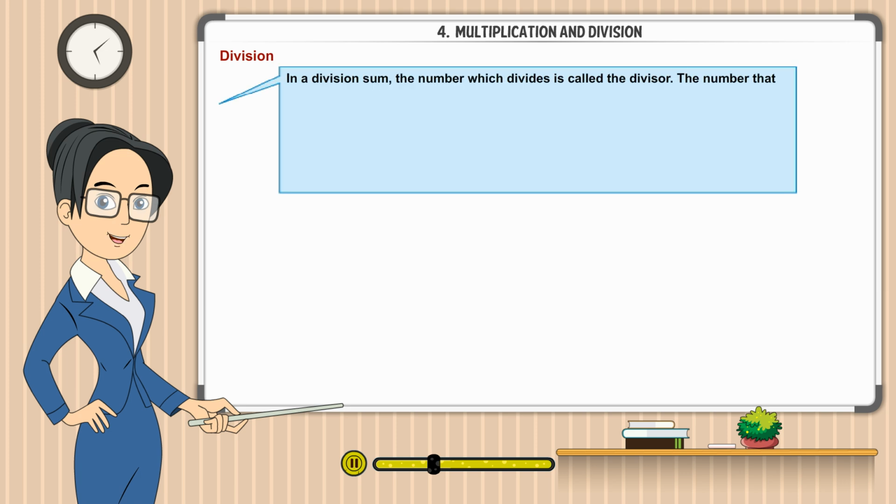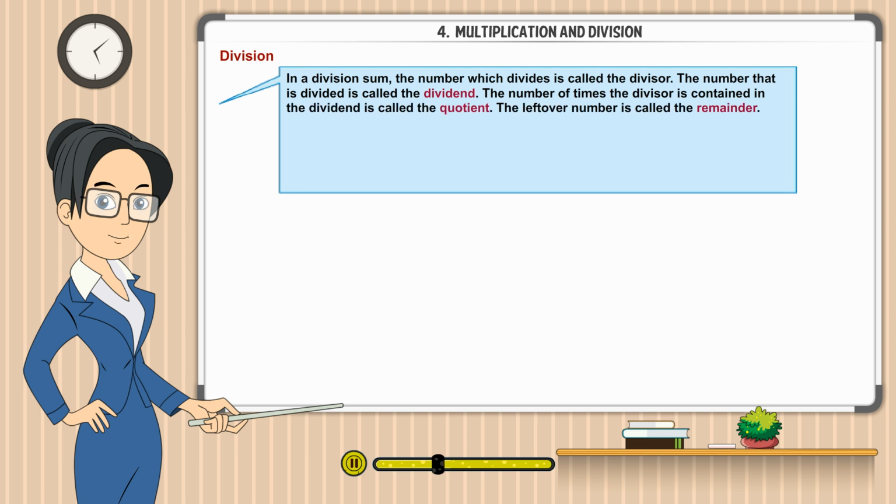Division. In a division sum, the number which divides is called the divisor. The number that is divided is called the dividend. The number of times the divisor is contained in the dividend is called the quotient. The leftover number is called the remainder. The above four terms are related to one another as under. Dividend is equal to quotient × divisor plus remainder.